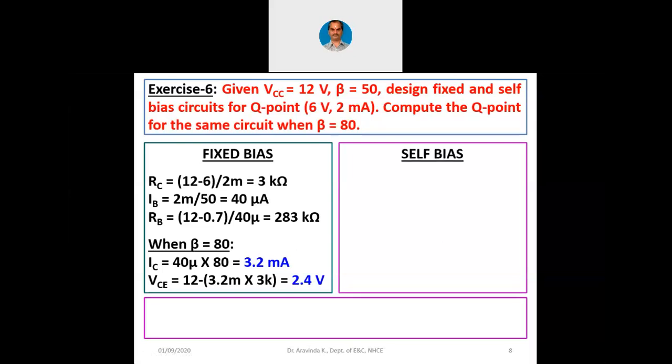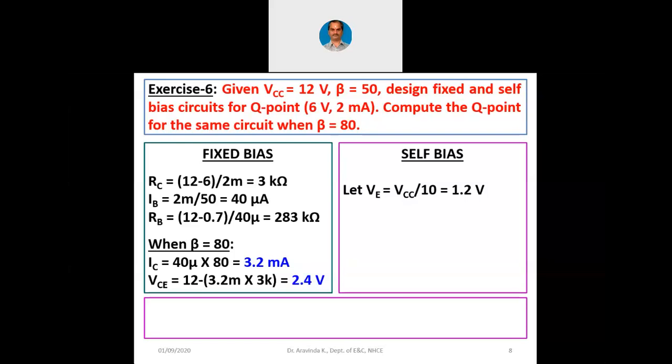In case of self-bias, you have to again visualize one RB, one RC and one RE. Now here the design is not really very easy. Only knowing the Q point is not sufficient for designing the self-bias. We have to make an assumption here. The assumption is let VE equals VCC by 10.